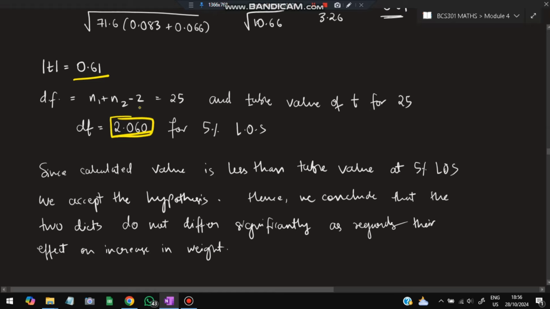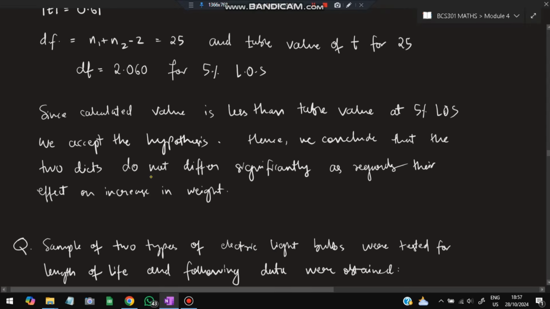Now if you compare these two values, which is smaller? This is smaller, right? If this is smaller, we'll accept the hypothesis. Always, whatever answer we get, if it is smaller, we will accept that hypothesis. So we accept the hypothesis, and therefore we conclude that there is no significant difference in their increase in the weight. Let's have a look at a similar question which is of the second type of formula.